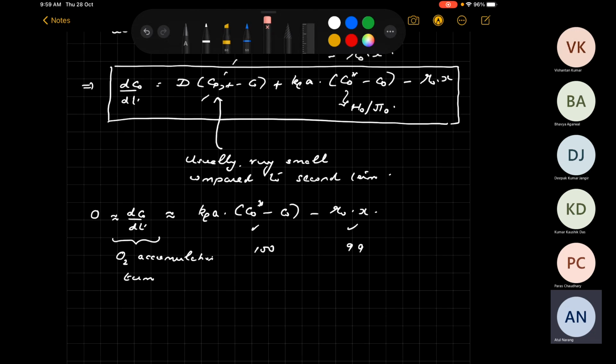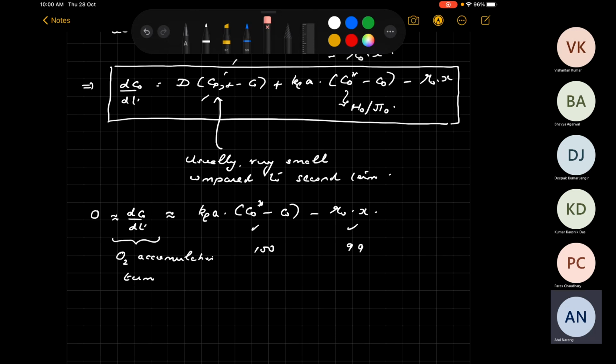Physically, what it is saying is that you can't accumulate much oxygen. Stuff just comes in and goes right away towards consumption by the cells. It doesn't accumulate a whole lot because the aqueous medium simply does not have much capacity to hold oxygen. It takes whatever it gets and immediately transfers it to the receiver, which in this case is the cells consuming oxygen at the rate RO times X. So that is the essence of the liquid phase balance.